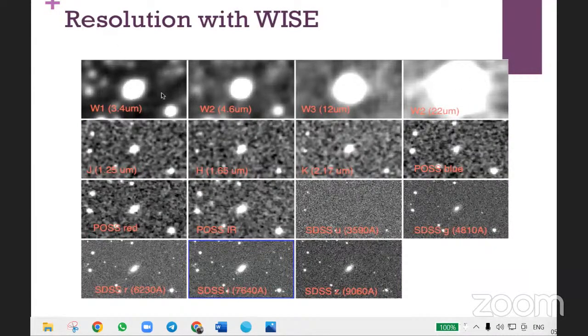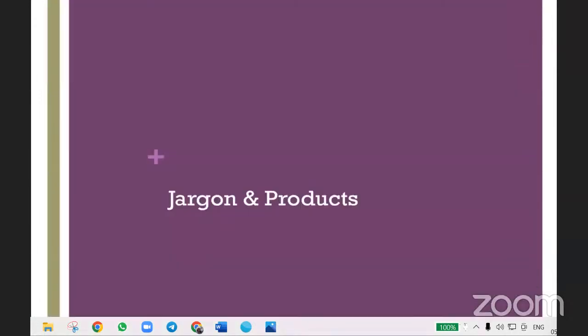Here's the same chunk of sky, WISE 1, 2, 3, and 4. This is a source that we identified as being potentially a young star because it had colors in WISE that made it look like a young star. But when you go and look with J, H, and K and 2MASS, POSS, and Sloan, you can see, nope, that's an elliptical galaxy. So we found star formation. We just didn't find star formation here. We found star formation in that other galaxy.